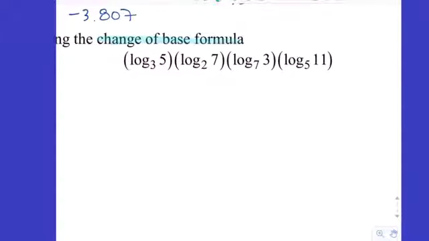So anybody have any ideas then what we could do? Should we make them all base 3 or all base 2 or all base 7 or all base 5, or should we convert them all to some third-party base? I guess it'd be fifth-party base.